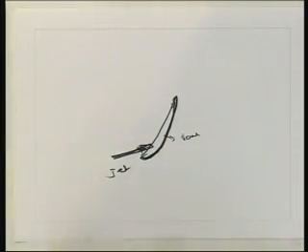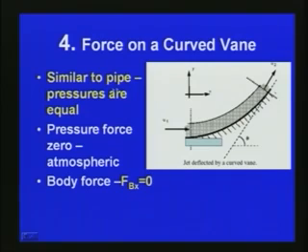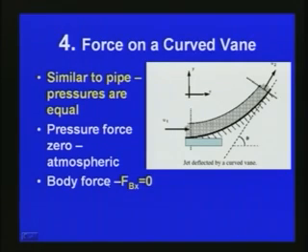Here, similar to the pipe, the pressures are equal. Everything is atmospheric, so we do not consider the pressure force; we can take it as zero, which is very similar to the pipe case which we have seen. And in this particular case we also do not consider the body force, so Fbx is equal to zero.